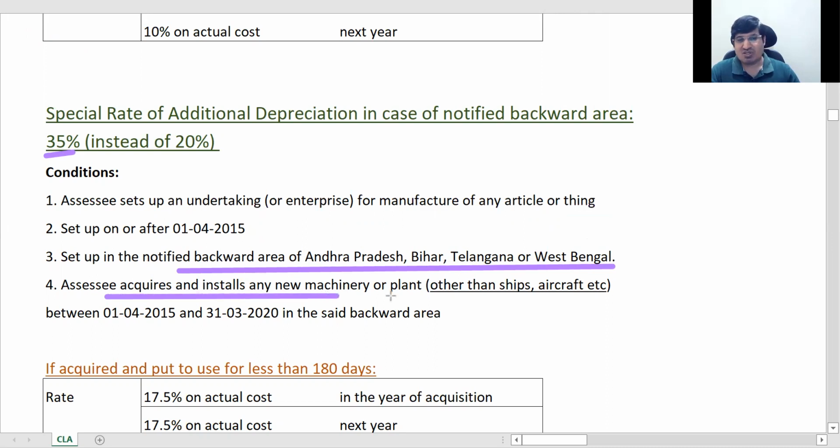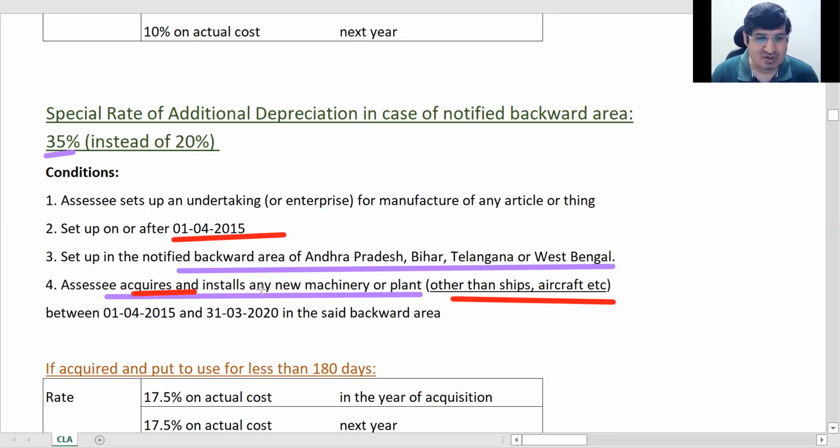SSC acquires and installs new machinery or plant. Or here what I have written, other than ships, aircraft, etc. means same those 5 exceptions, no, that's which I showed. All of that will apply to this also. This is also depreciation only. No? This is also additional depreciation. Only for some areas you are giving more. So all rules are that only. Okay. Only thing is this will be applicable on or after 1/4/2015. And acquires and installs new machinery between 1/4/2015 and 31/3/2020.